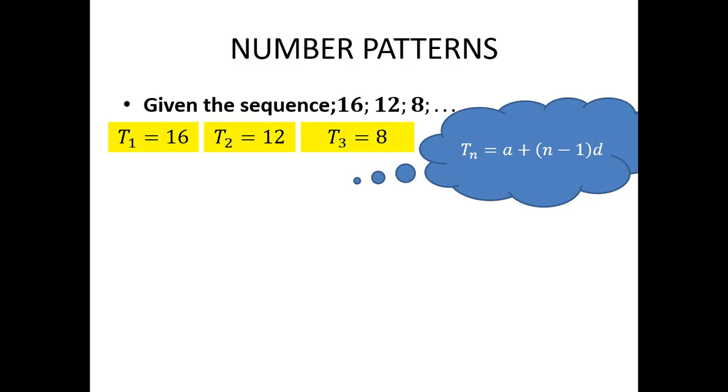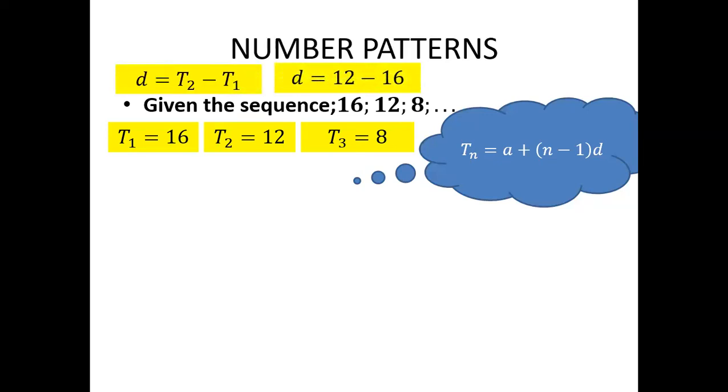So far, we do have the value of A, which is 16, but we do not have the value of D. To get the value of D, you need to check the sequence and ask yourself, are we adding a constant value or are we subtracting a constant value? In this example, we are subtracting a constant value. And the value that we are subtracting here is 4. So D will be negative 4.